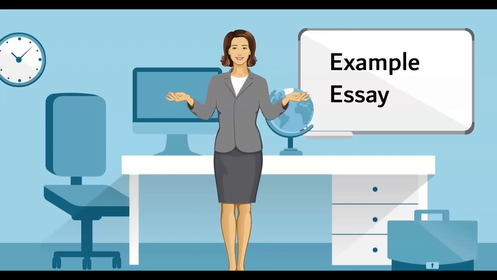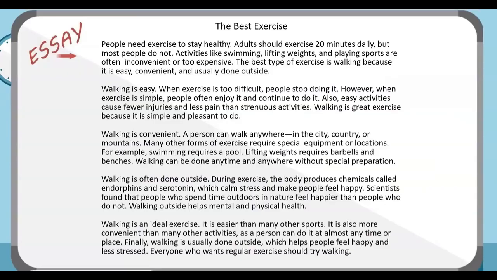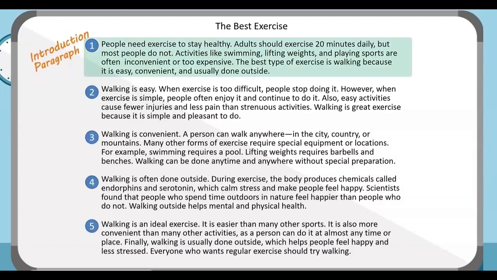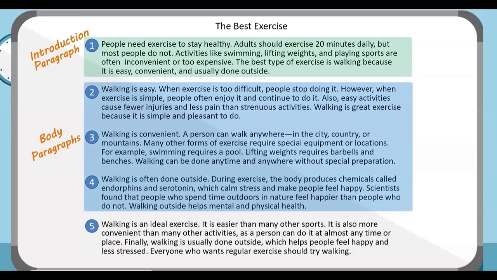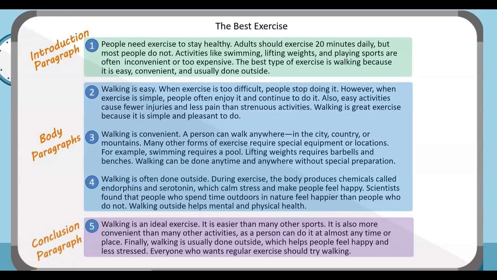So let's look at an example essay. Here's an essay written to the example prompt we just read. This essay is called The Best Exercise. As you see, it has 5 paragraphs. The first paragraph is the introduction paragraph. The next paragraphs 2, 3, and 4 are called body paragraphs. And paragraph 5 is called the conclusion paragraph.